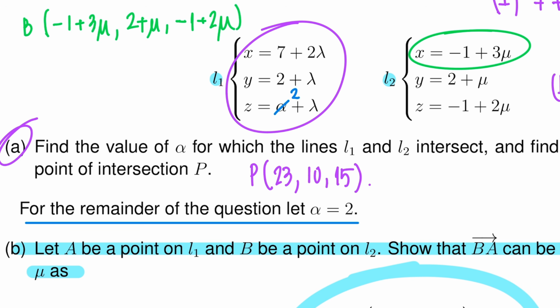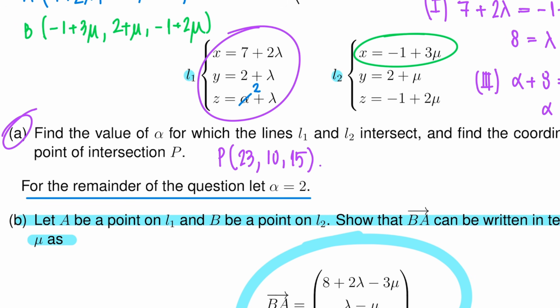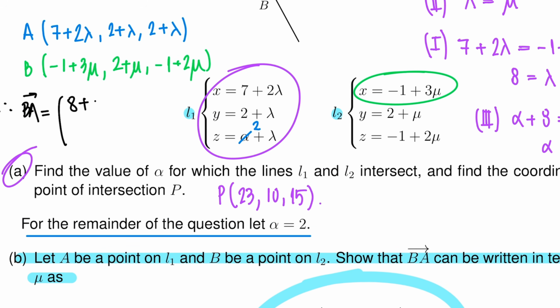Now, if we build a vector which connects these 2 points, in this case vector BA, we just need to subtract from the coordinates of A the coordinates of B. So we're going to have 7 plus 2 lambda minus negative 1 plus 3 mu. And this is, as given by the exercise, 8 plus 2 lambda minus 3 mu.